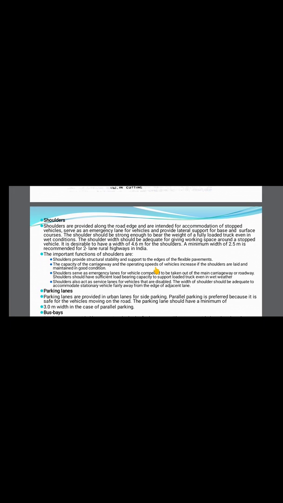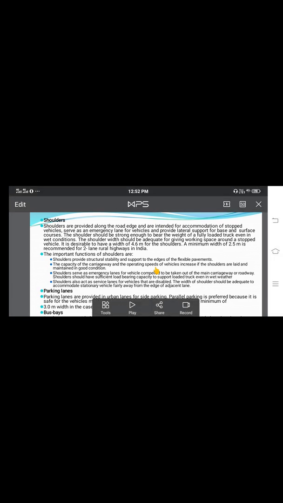Okay, the important functions of the shoulder are: shoulders provide structural stability and support to the edges of the flexible pavements. The capacity of the carriageway and operating speeds of the vehicles increase if the shoulders are laid and maintained in good condition. The next will continue. The next topic will continue in the next class.